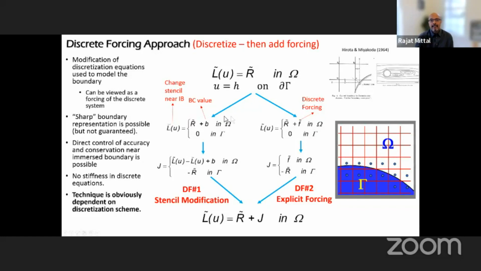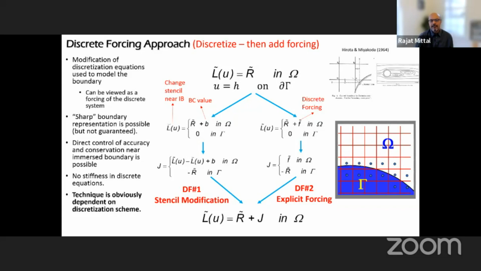And then you make some modifications either in the stencil or add a discrete forcing on the right-hand side of the discretized equation. Either way, you end up with what is called a discrete forcing approach. And if you do things properly, you can end up with a very sharp representation of the immersed boundary. So unlike a diffuse interface method, the discrete forcing method allows you to obtain a sharp interface representation.